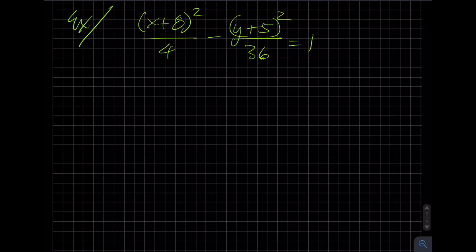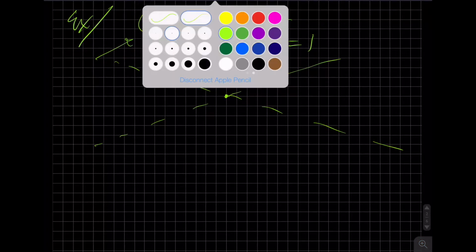And so the first thing I'm going to ask is, is this horizontal or vertical? Since my x term is positive, this is horizontal. And so I'm going to put my center point here. And I'm going to draw some, well, I guess I can draw some asymptotes, right? And this is never to scale. This is just to organize my information.